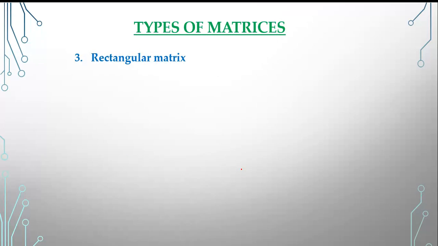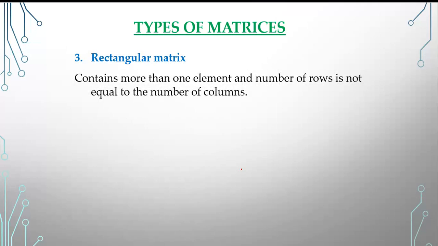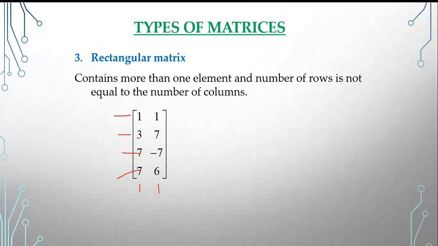Next is the rectangular matrix. So what is the rectangular matrix? The matrix in which the number of rows is not equal to the number of columns, means different number of rows and different number of columns, not the same rows and same columns. Like that, if we check this, how many rows are here? Here we have the rows 1, 2, 3, 4. So how many rows are here? Here we have the 4 rows, and how many columns? Columns are here 1 and 2. So 4 rows are here and 2 columns are here.